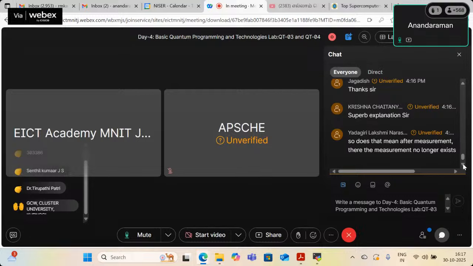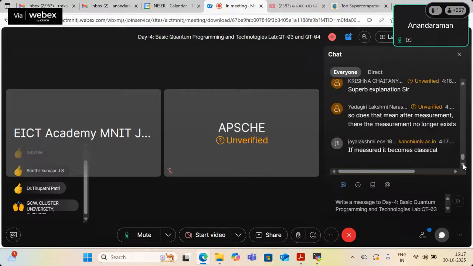On the measurement log analysis: after measurement, you are getting a value. Yes, after measurement, the superposition collapsed. It becomes classical. That's why we need measurement in Qiskit circuits and all. The measurement circuit we put into the classical register. After measurement, it becomes classical. It will come to either 0, 1, or some probability.